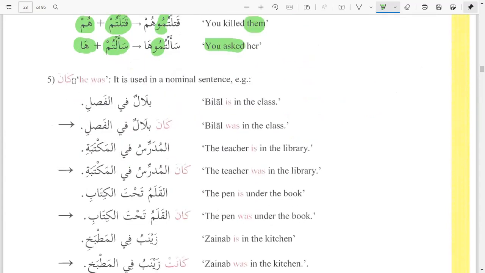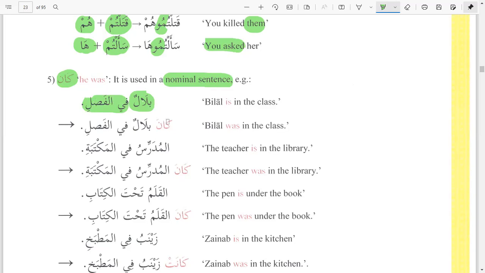The next is Kana. Kana means he was. We use Kana and it gives the meaning he was. It is used in nominal sentences. Bilalun fil fasli. Bilal is in the class. This is a nominal sentence. Bilalun is subject, mubtada here. And fil fasli is khabar. So this is mubtada and khabar.